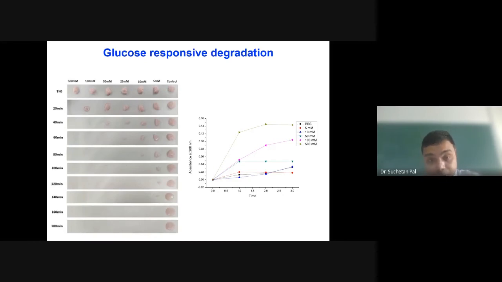So right now we are trying to collaborate with biologists and clinicians to use this nanoparticle in mice models and later in humans, so that we will have glucose responsive insulin release. Where you need insulin, only then the insulin is produced. You don't have to inject insulin every time you take food, right? So this is the long-term goal of this project, and we are making significant progress in this direction.